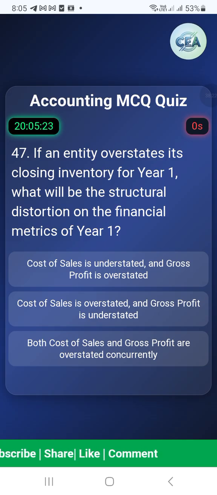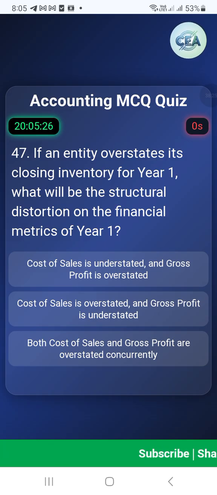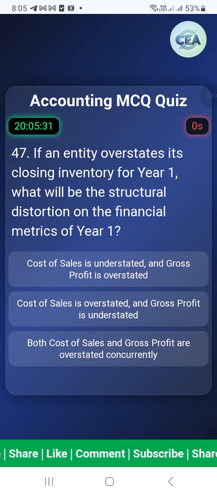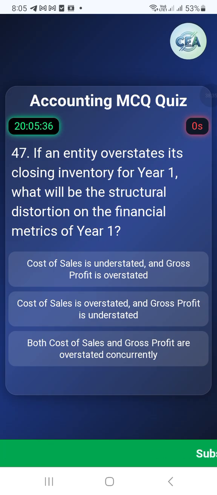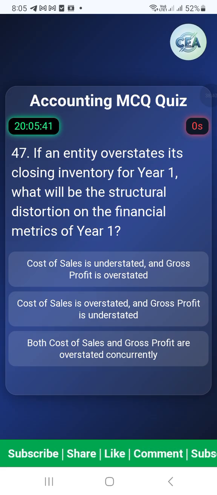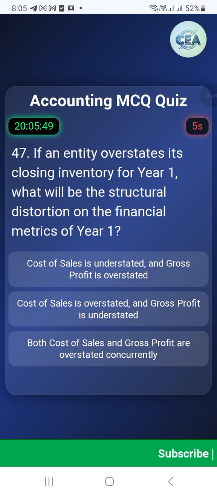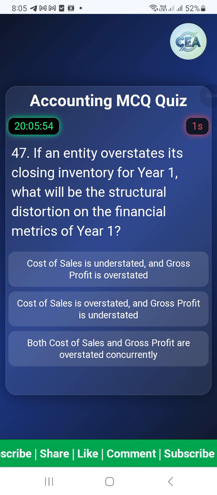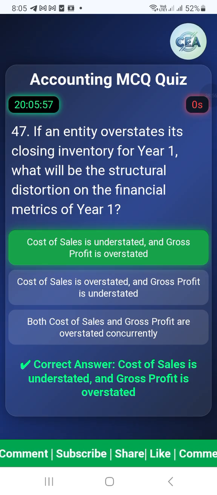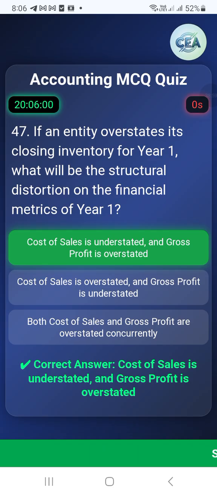47. If an entity overstates its closing inventory for year 1, what will be the structural distortion on the financial metrics of year 1? Option 1. Cost of sales is understated, and gross profit is overstated. Option 2. Cost of sales is overstated, and gross profit is understated. Option 3. Both cost of sales and gross profit are overstated concurrently. Correct answer is cost of sales is understated, and gross profit is overstated.